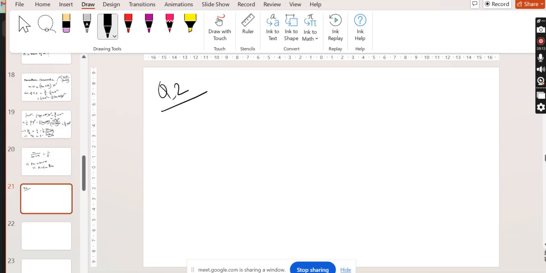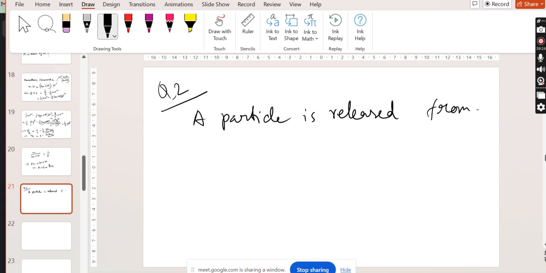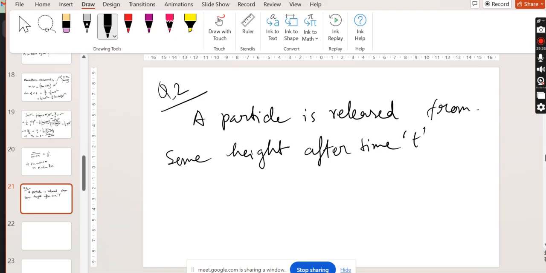Question 2. A particle is released from some line T. It breaks into two equal parts.